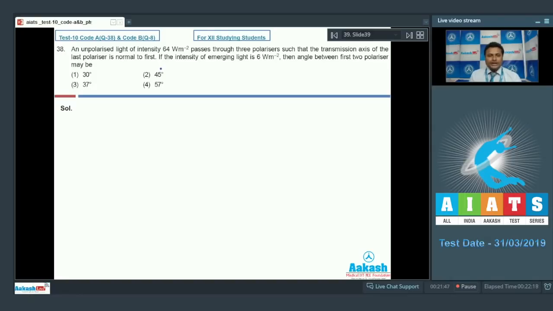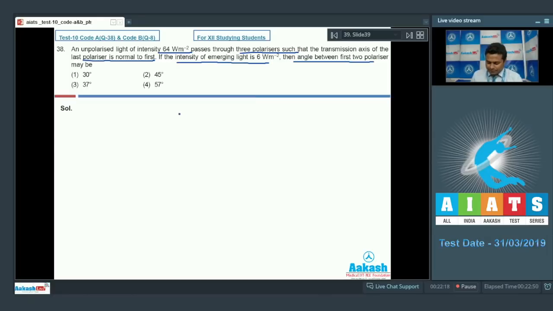Now here is question number 38. An unpolarized light of intensity 64 watt per meter square passes through 3 polarizers such that the transmission axis of last polarizer is normal to the first one. If the intensity of emerging light is 6 watt per meter square, then angle between first two polarizer may be what?